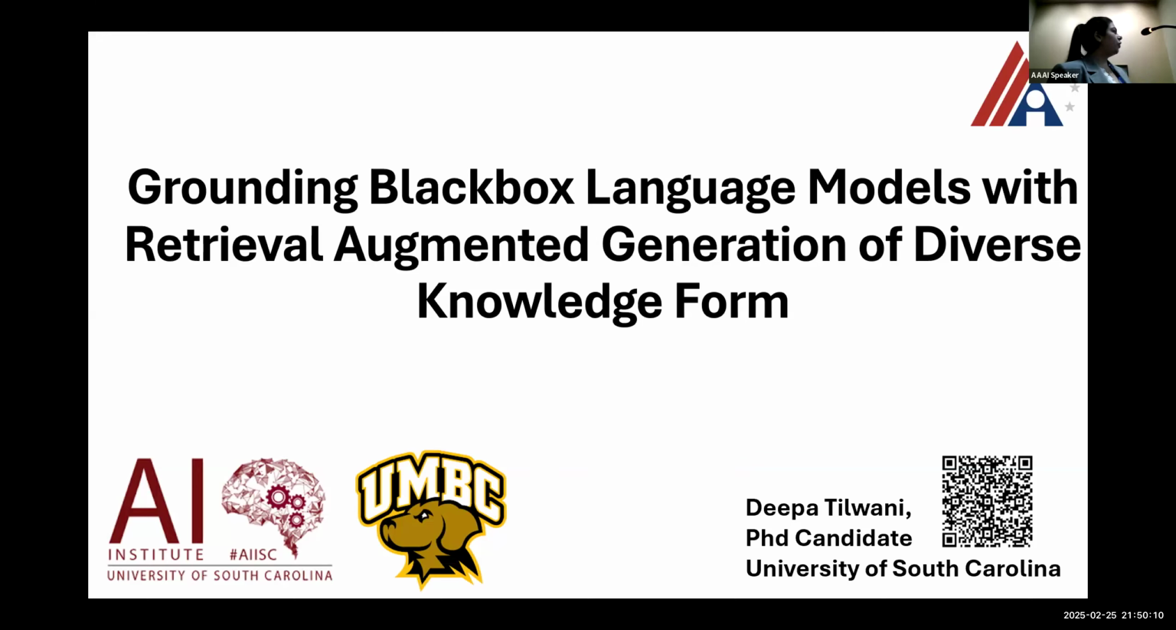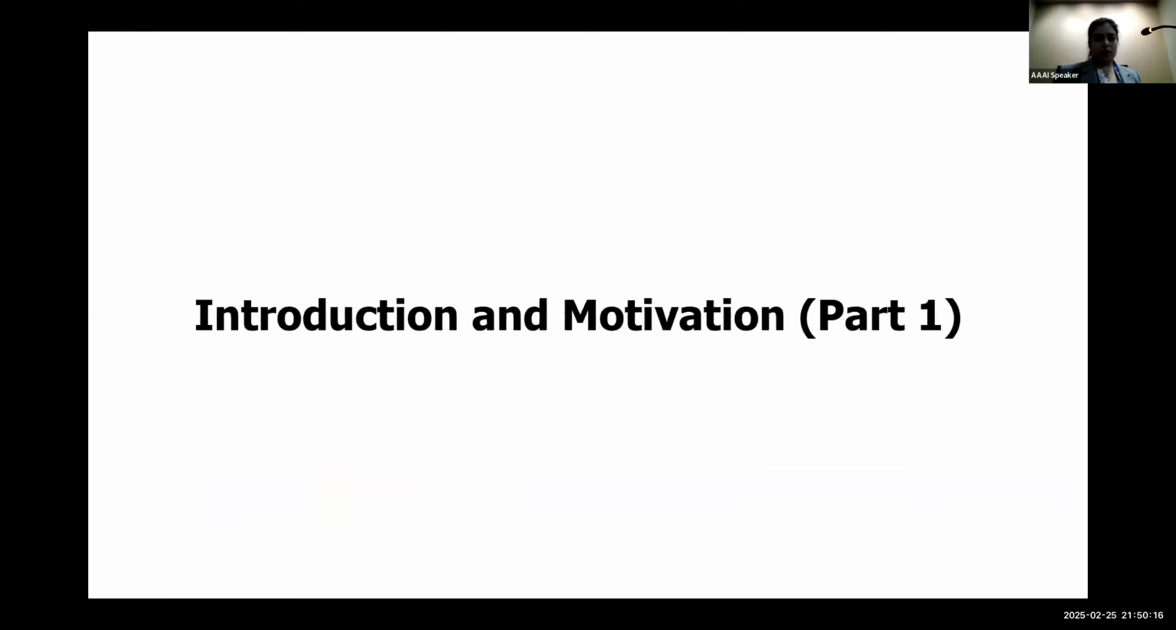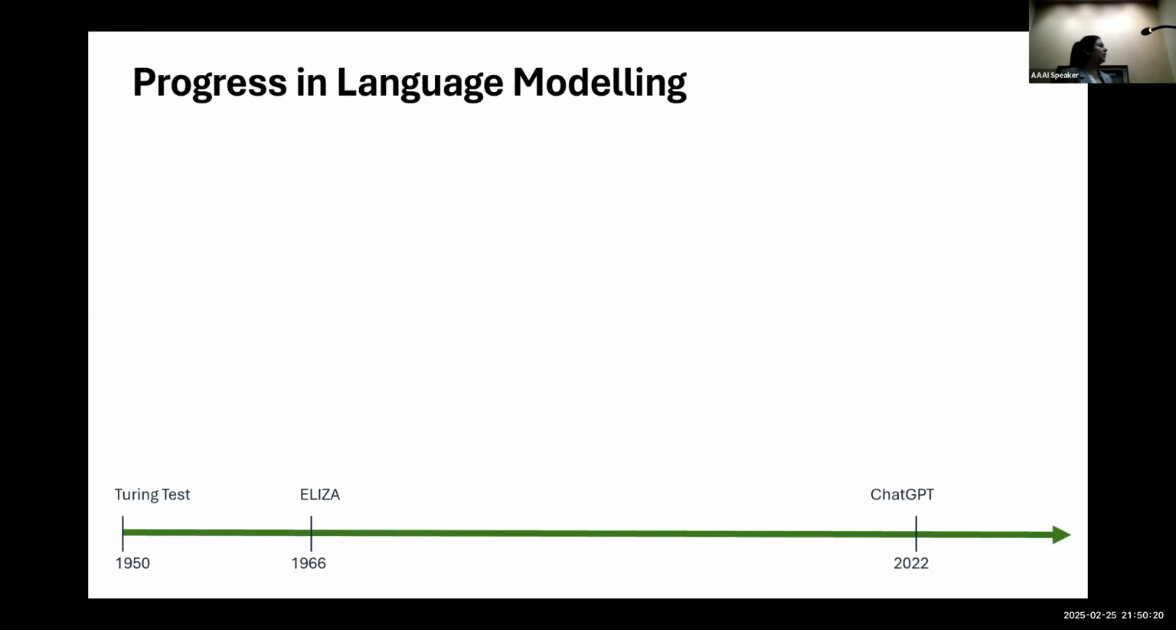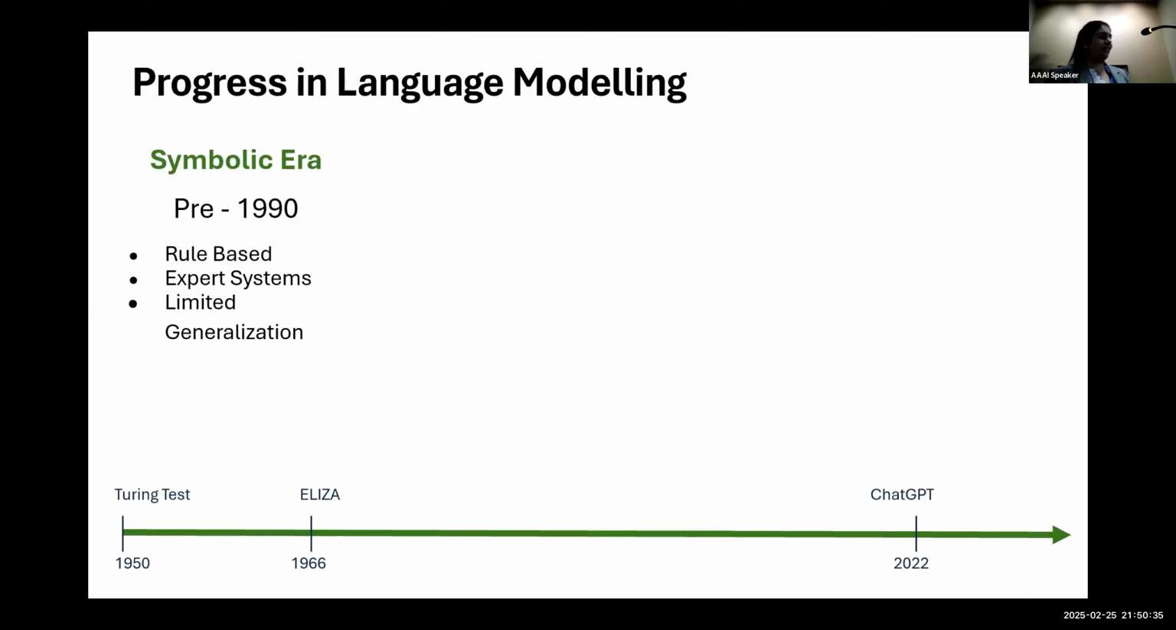Hello everyone, I will be talking about grounding black box language models with retrieval augmented generation. So this is about how language modeling started. We started with the Turing test, then came ELIZA. ELIZA was the first mental health language model, introduced in 1966. Then we are in the era of ChatGPT now.